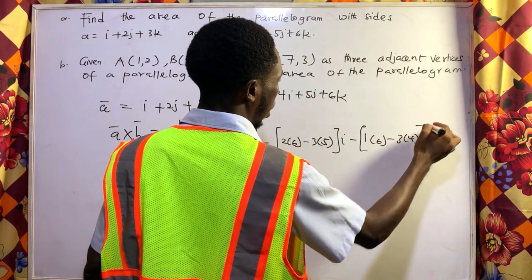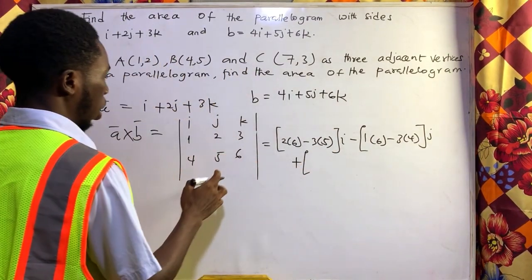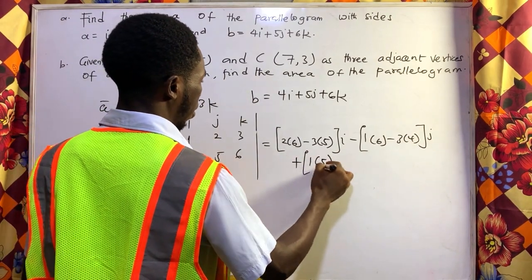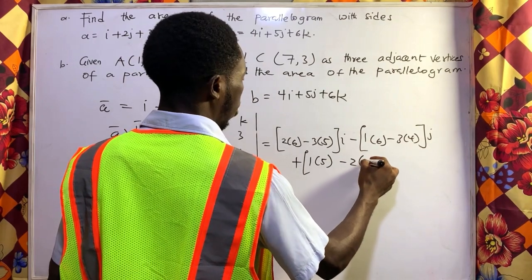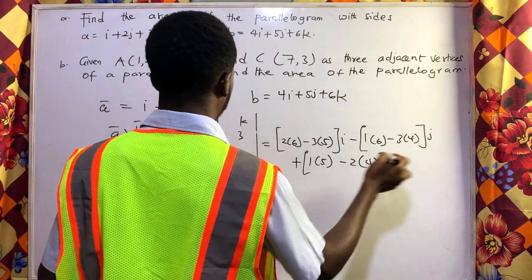Okay. Then J here. So plus, let's look at K also. So for K, this and this, correct? We're going to have 1 times 5 minus what? 2 times what? 4. Okay, so now let's simplify.